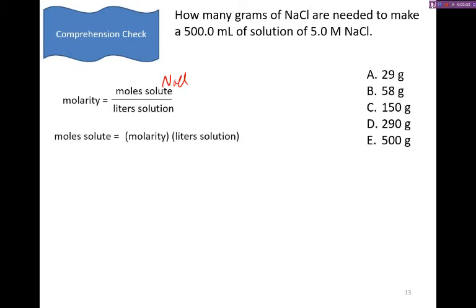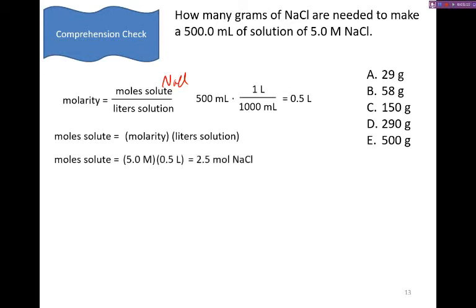We know that the volume of the solution is given in the problem, but we need to find the moles. The moles are calculated by taking the molarity times the volume. So we have 500 milliliters and convert that to liters. We can then plug in our molarity times the volume to get 2.5 moles of sodium chloride. We can then use that and multiply by the molar mass of sodium chloride to find out how many grams of sodium chloride we need. And that's going to be approximately 150 when taking into account significant figures. Let's try the next one.